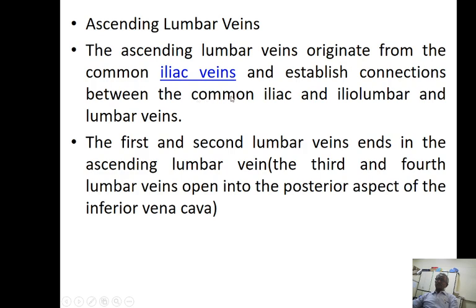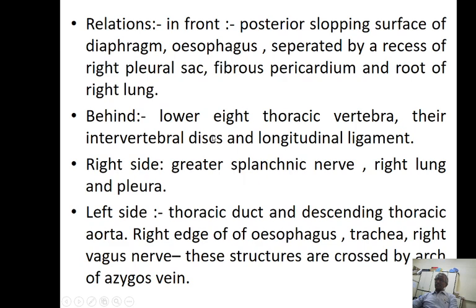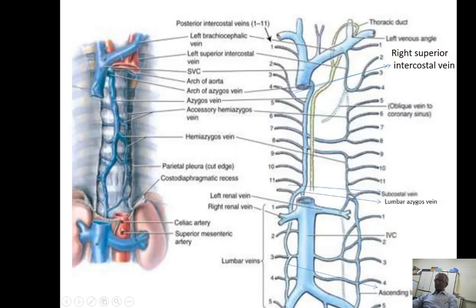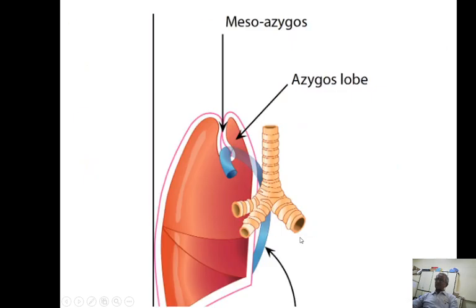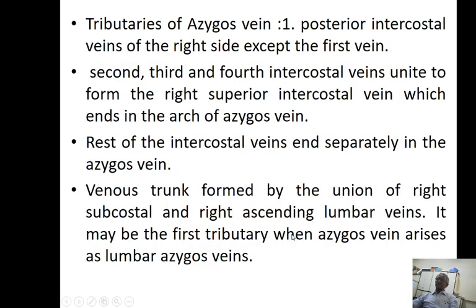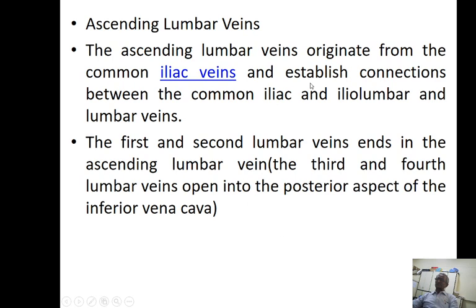So these ascending lumbar veins are originating from the common iliac veins. Here is the common iliac vein where the ascending lumbar veins originate, and they are joined by the lumbar veins, the first and second lumbar veins. They establish connection between the common iliac, iliolumbar and lumbar veins.